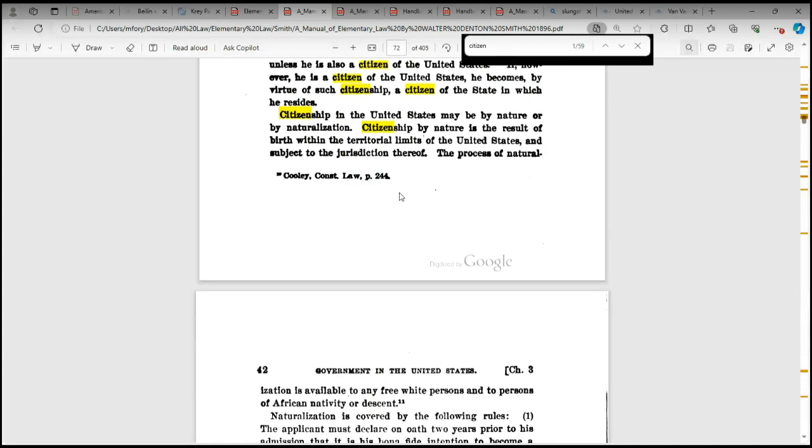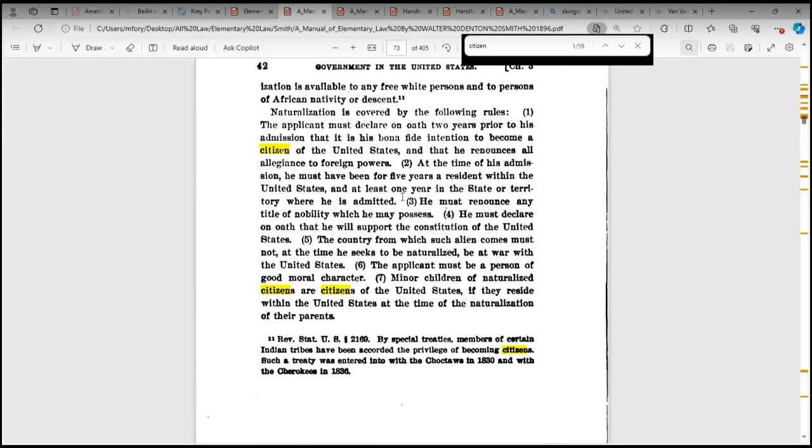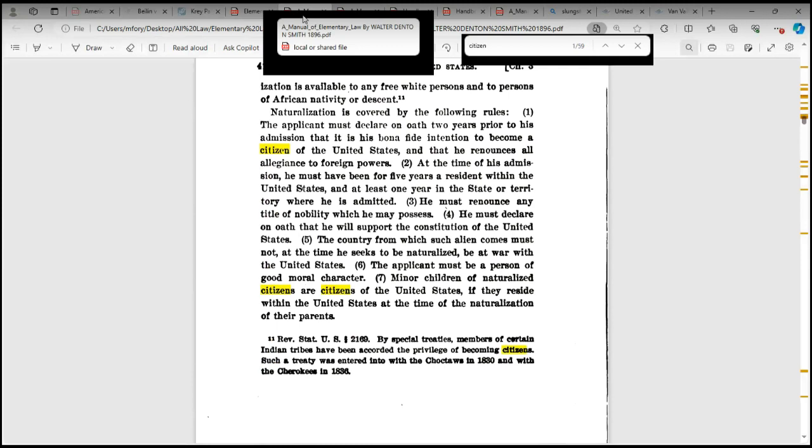Citizenship in the United States may be by nature or by naturalization. Citizenship by nature is the result of birth within the territorial limits of the United States and subject to the jurisdiction thereof. The process of naturalization is available to any free white persons and to persons of African nativity or descent. Remember, the second book is 1894, I think, or 1896. So remember, these books are older, so they're going to have some type of racial comments like this.